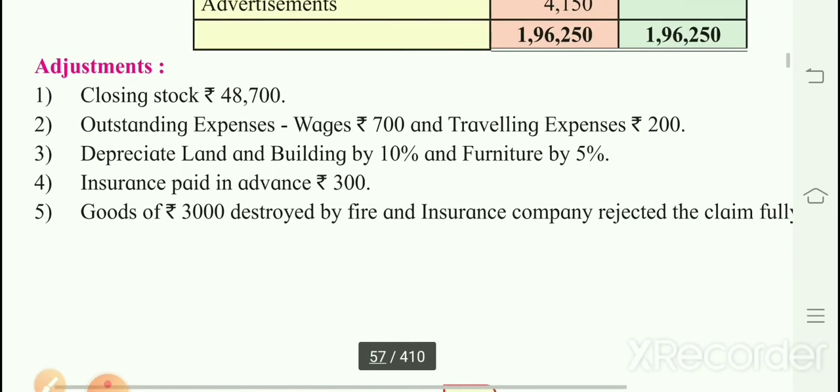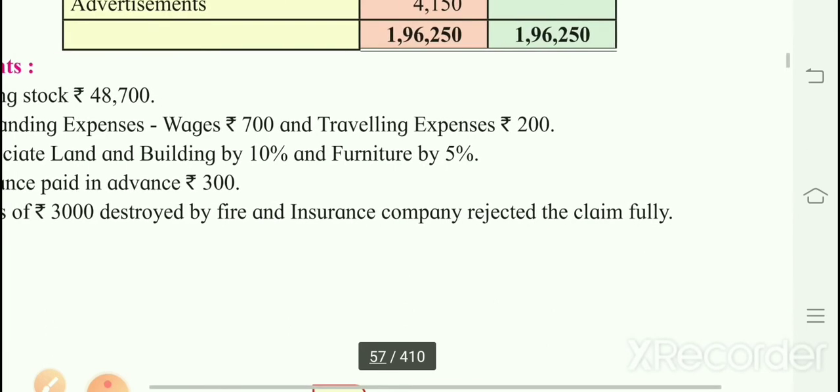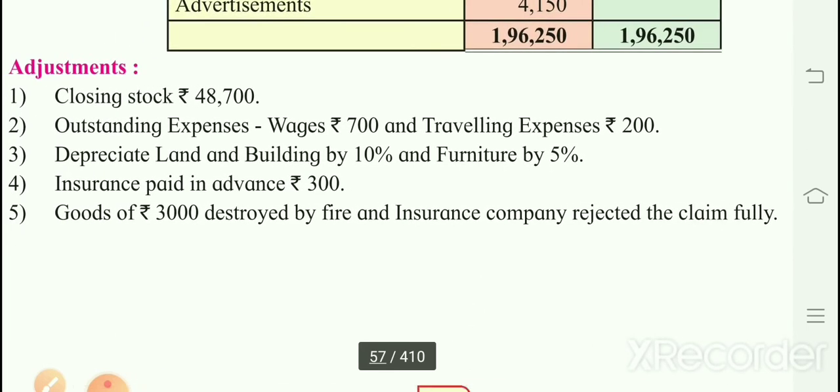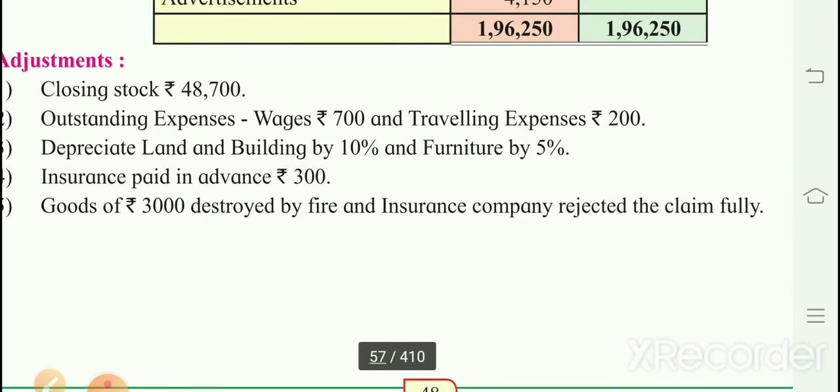Then next adjustment, goods of rupees 3,000 destroyed by fire and insurance company rejected the claim fully. Means, in business, the goods of rupees 3000 were destroyed due to sudden fire and nothing has been provided by insurance company, means we are facing full loss.